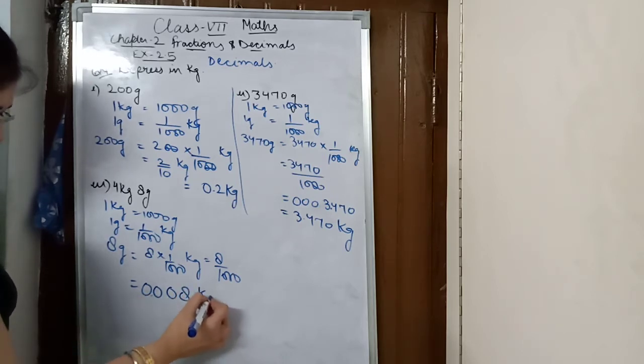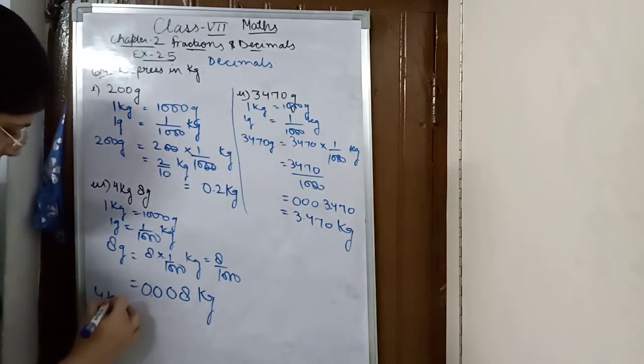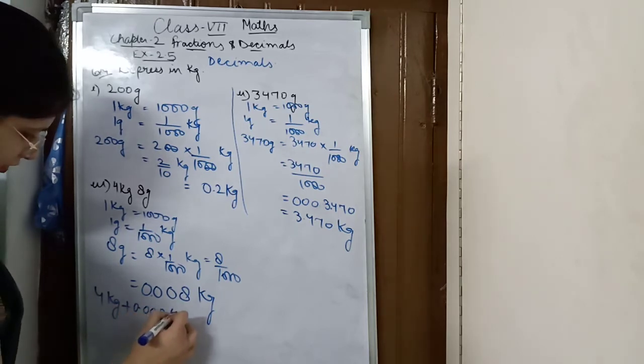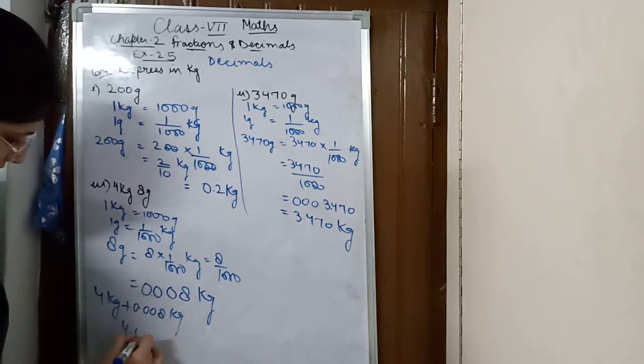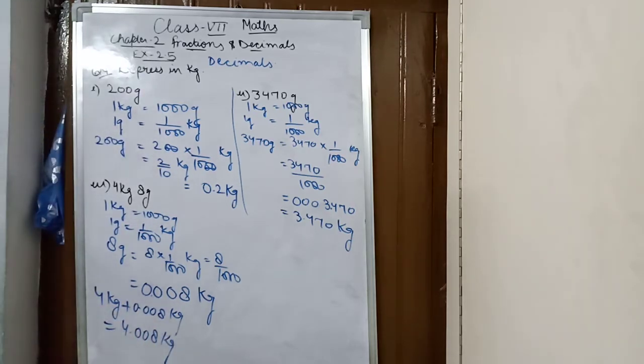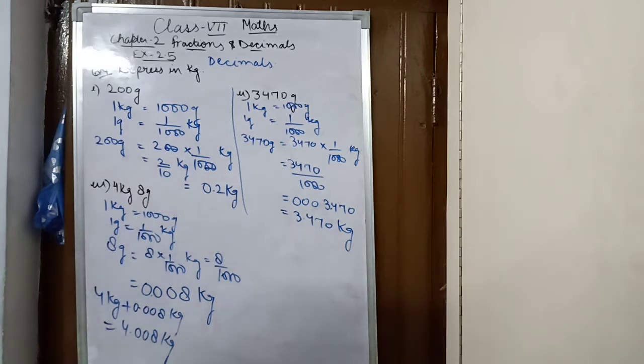0.008 kg. So what is the answer of 4 kg 8 gram? 4 kg plus 0.008 kg will be equal to 4.008 kg. Clear? Now your question number 4 is done. Come to question number 5.